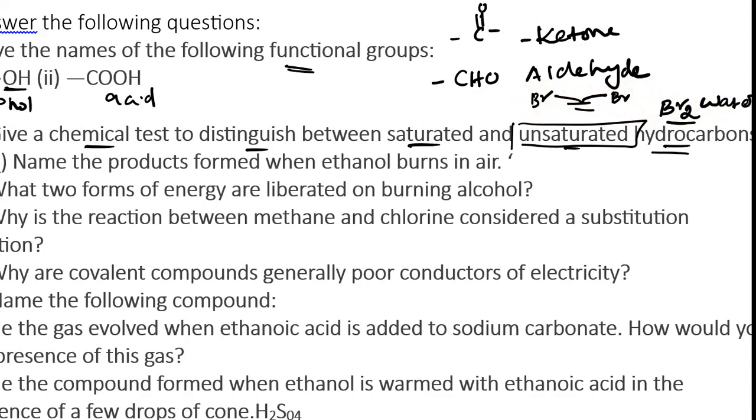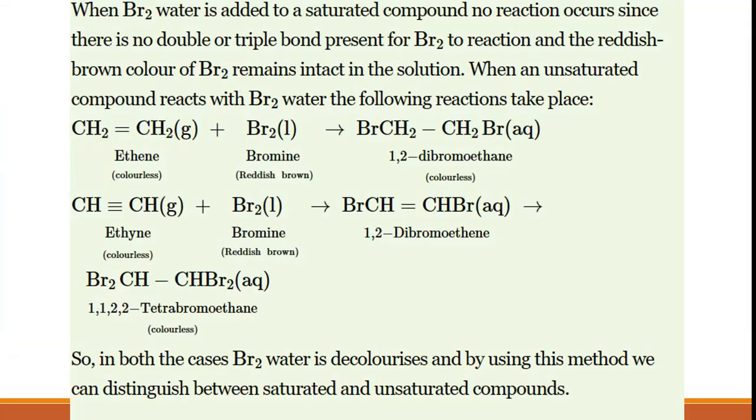Let me give you a clear-cut answer for this one. This is the answer, and this is how you have to present it in your paper. The depth of the answer should be based on the marks assigned to the question. Saturated compounds are the ones that only contain single bonds, whereas unsaturated compounds are those that contain multiple bonds. In order to distinguish between them, we can use the bromine water test.